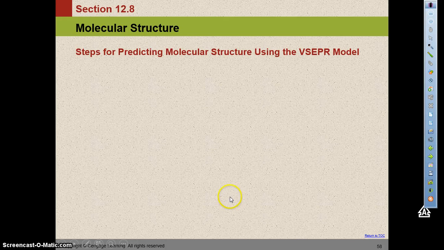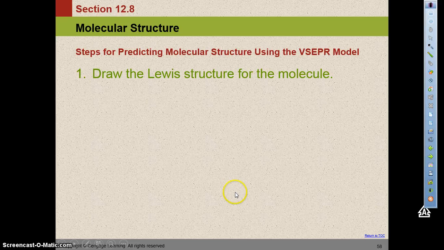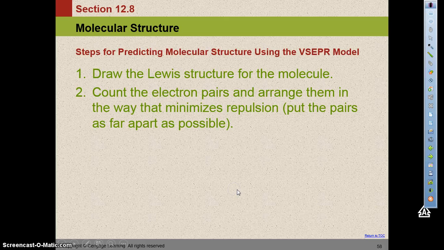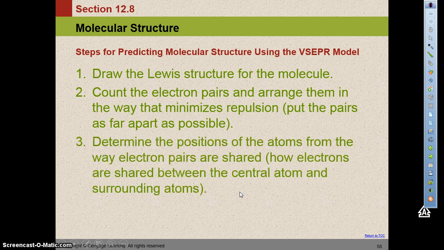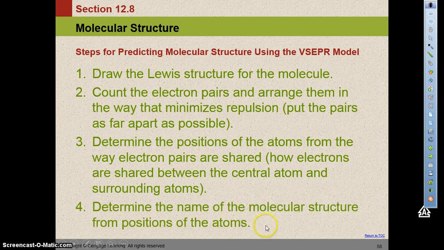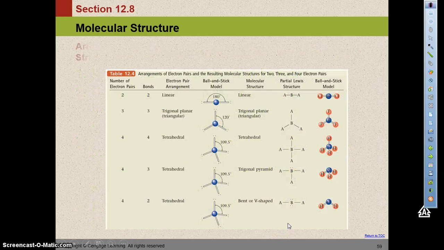So how do you predict the molecular structure using the VSEPR model? First of all, you have to draw the Lewis structure. You can't get out of drawing a Lewis structure in order to start your VSEPR model. You count the electron pairs and arrange them in the way that minimizes repulsion, so you're going to put the pairs as far apart as possible. Then determine the position of the atoms from the way electron pairs are shared. So how electrons are shared between the central atom and the surrounding atoms is how we'll lay that out. And then determine the name of the molecular structure from the position of the various atoms around the central atom.